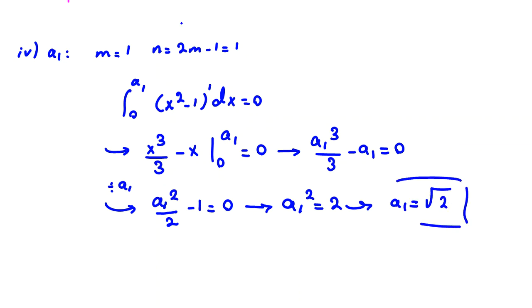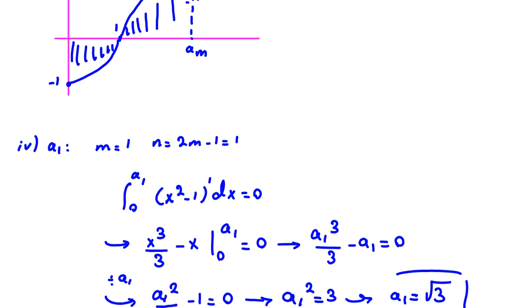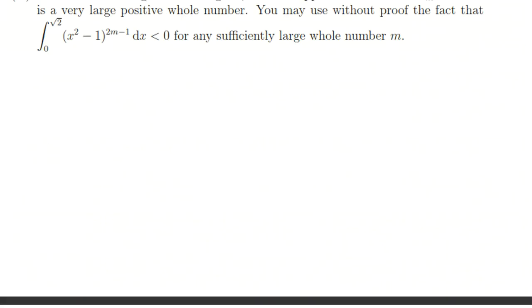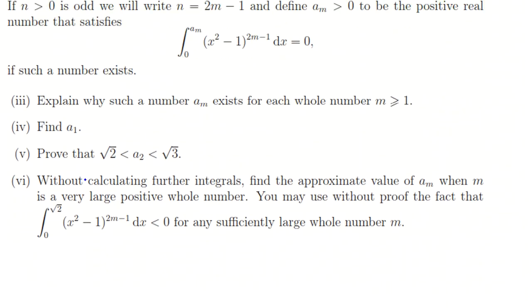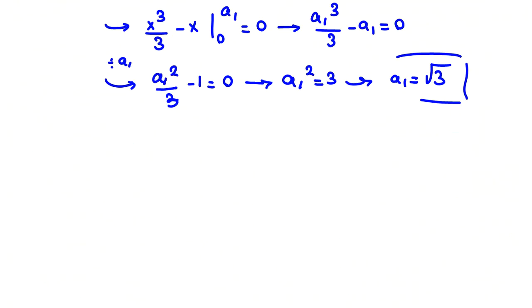We've calculated a1. Now here I wrote 2, I don't know why I forgot. Here it is 3, so let me correct it. It's root 3. Okay. It was IV. Let's solve the next part. Part V. Prove that a2 is between root 2 and root 3. Okay, so let's work on that. The a2 is between root 2 and root 3.